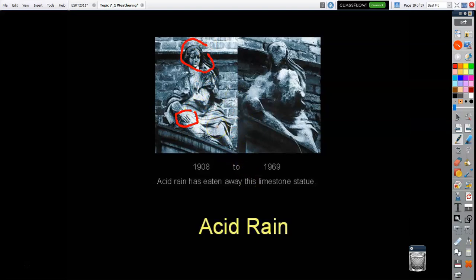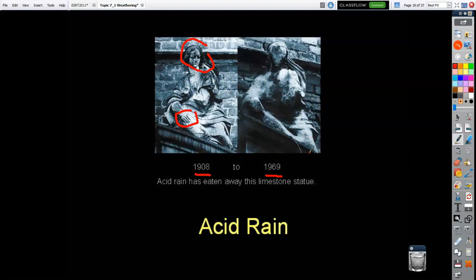Limestone's a rock they use a lot in statues because it's very soft, and so it's easy to carve. Same thing with marble. Marble's a relatively soft rock. So when they use limestone and marble to carve statues, that's fine temporarily, but what you can see happens is if you go from 1908 to 1969, you're talking 60 years later, all that rain, acid rain, is going to start to dissolve away. And you can see there's nothing left. All the details have been destroyed in a matter of 60 years, which is relatively short time.